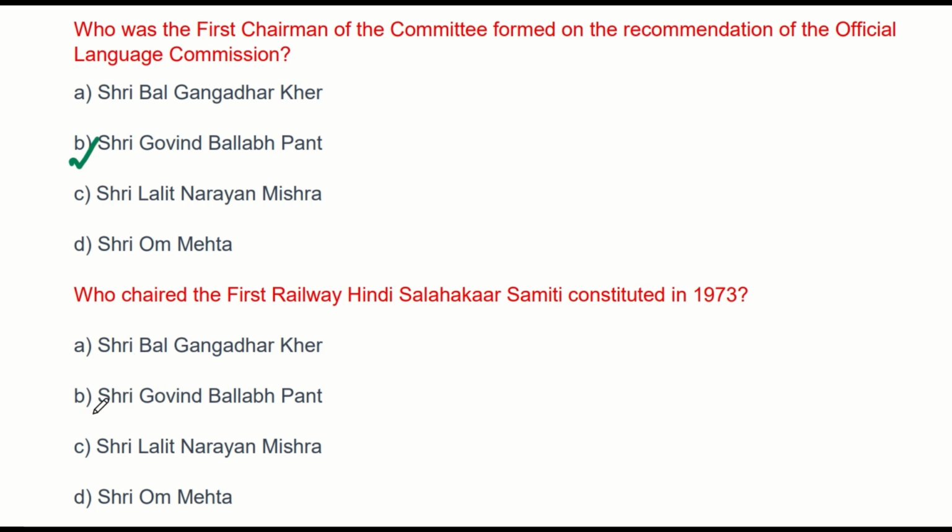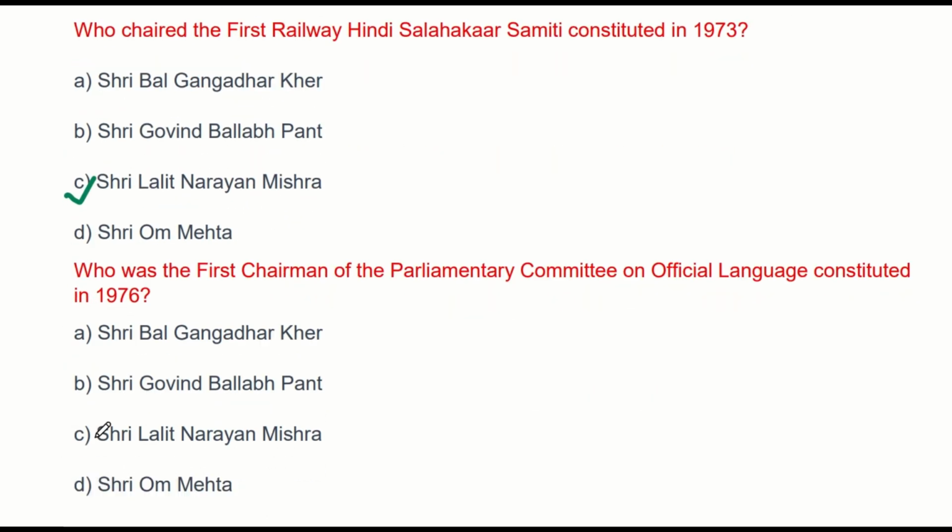Who chaired the first Railway Hindi Salahkar Samiti constituted in 1973? A. Shri Bal Gangadhar Kher. B. Shri Govind Ballabh Pant. C. Shri Lalit Narayan Mishra. D. Shri Om Mehta. And right option is option C. Shri Lalit Narayan Mishra.